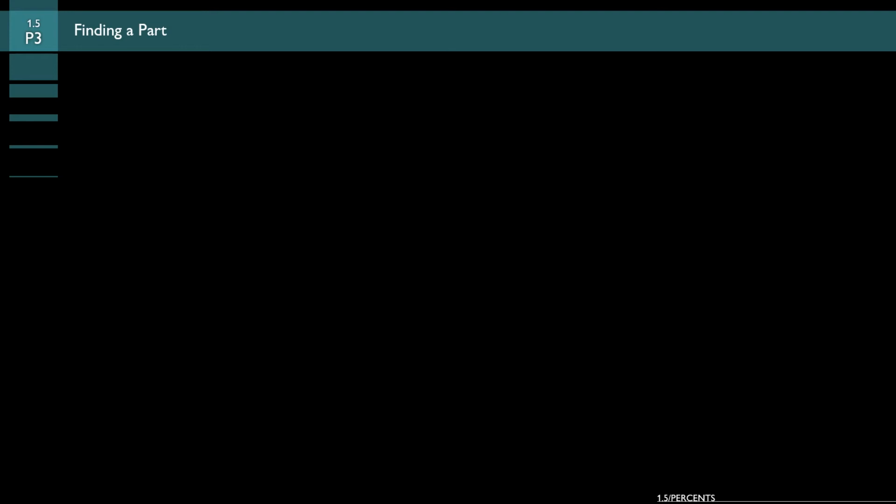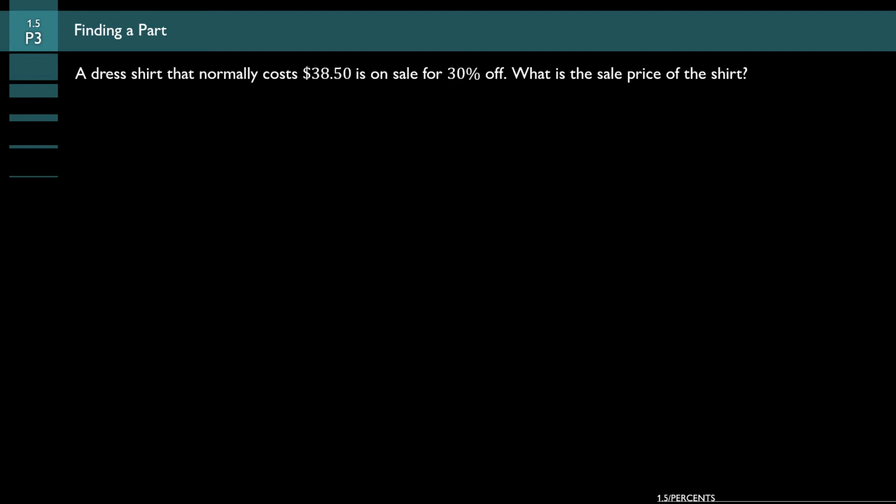In problem number 3, we're going to switch things up a little bit. Instead of looking for the percentage, we're going to be given the percentage, and this time we're going to look for the part. So the question is, a dress shirt that normally costs $38.50 is on sale for 30% off. What is the sale price of the shirt?